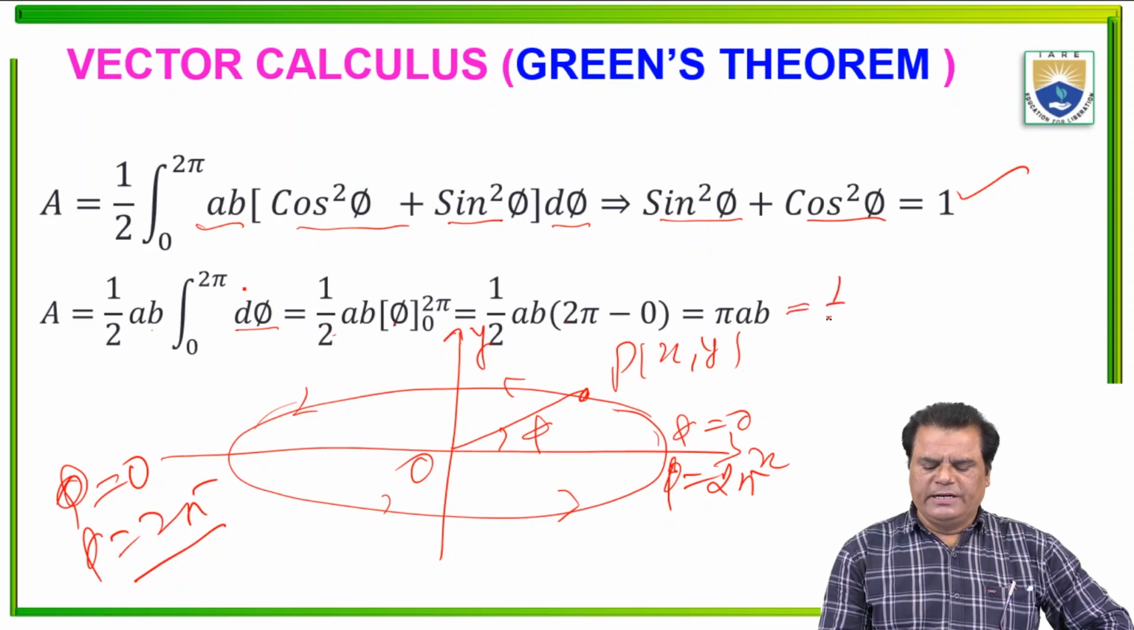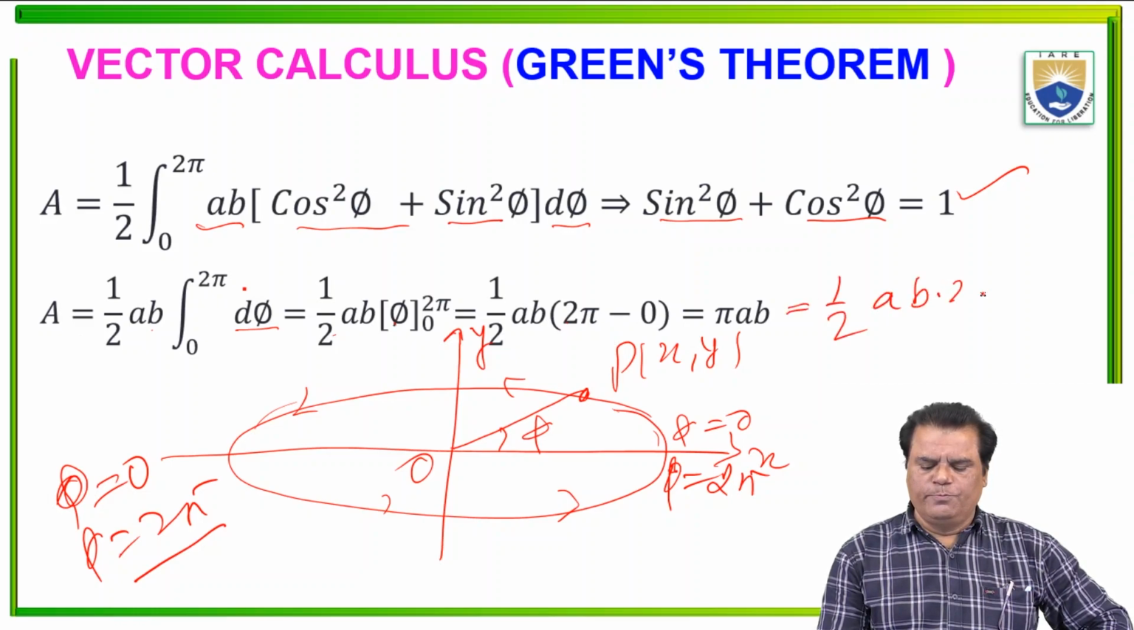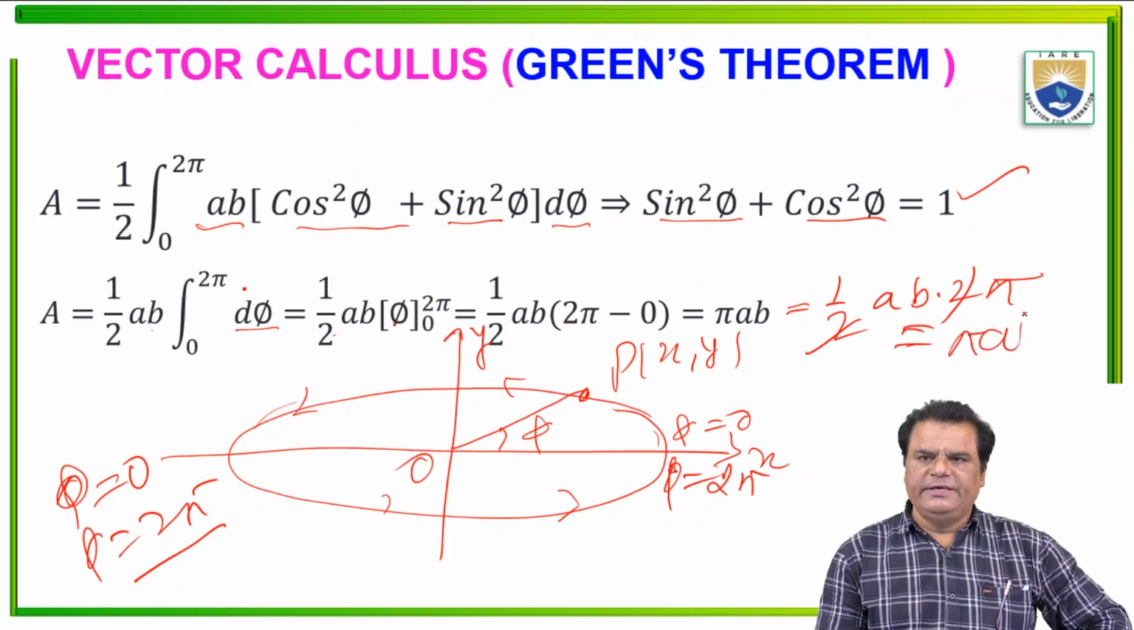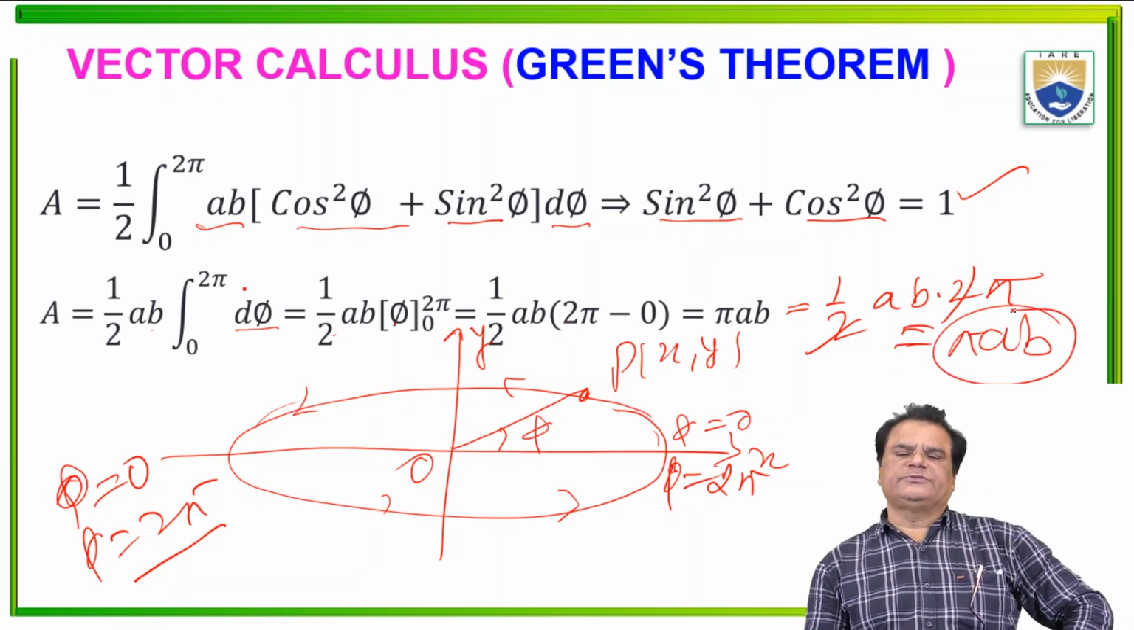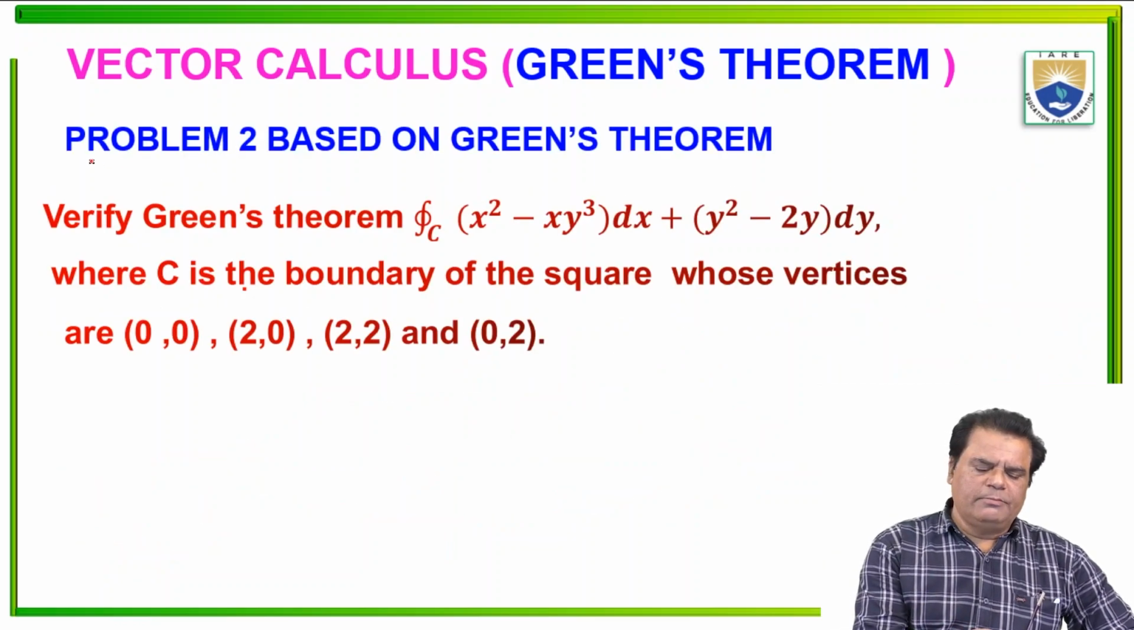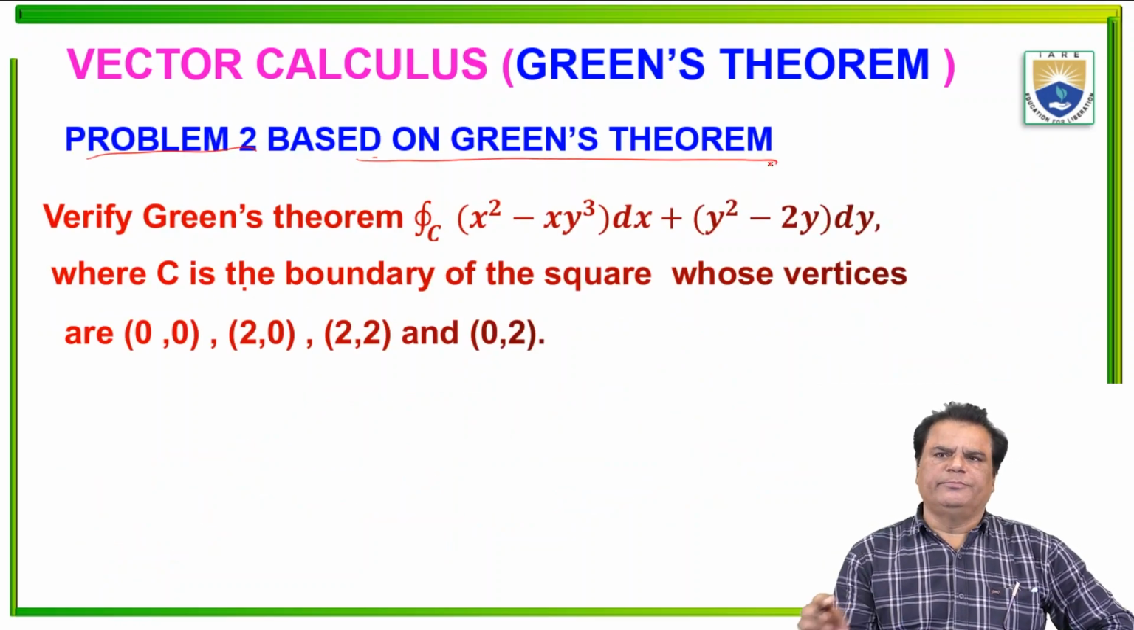So this is equal to 1/2 AB into 2 pi. The 2 is cancelled, so it is pi AB. Pi AB is the area of an ellipse. Okay. Now problem 2, based on Green's theorem.